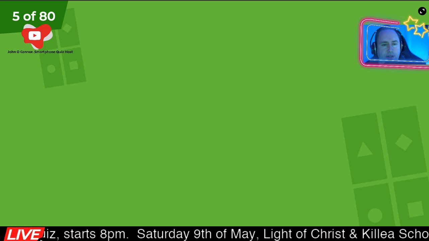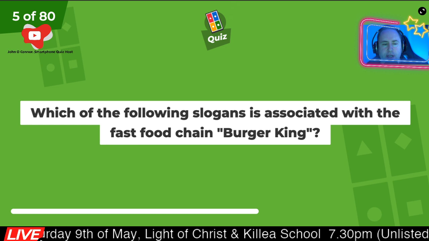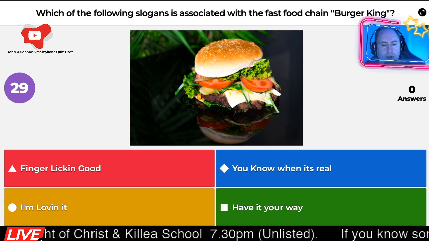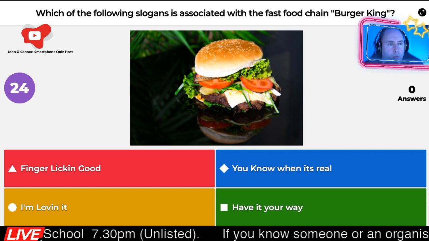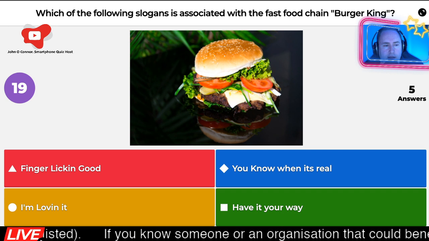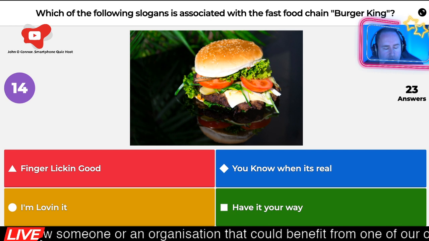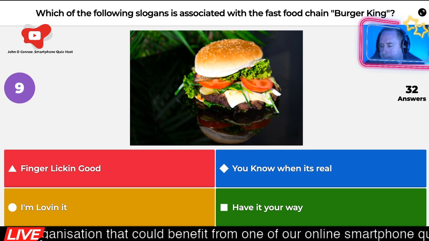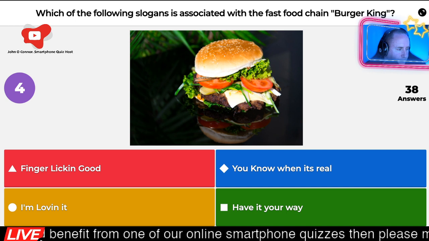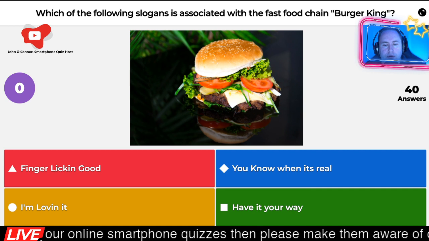Which of the following slogans is associated with the fast food chain Burger King? Is it finger licking good, you know when it's real, I'm loving it, or have it your way? Which of these is a slogan associated with the fast food chain Burger King? Finger licking good, you know when it's real, I'm loving it, or is it have it your way? Two correct answers. It is have it your way is the correct answer.